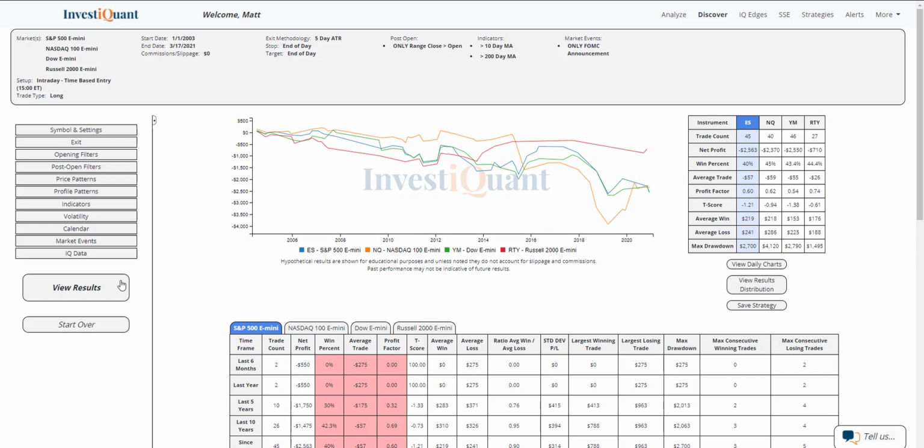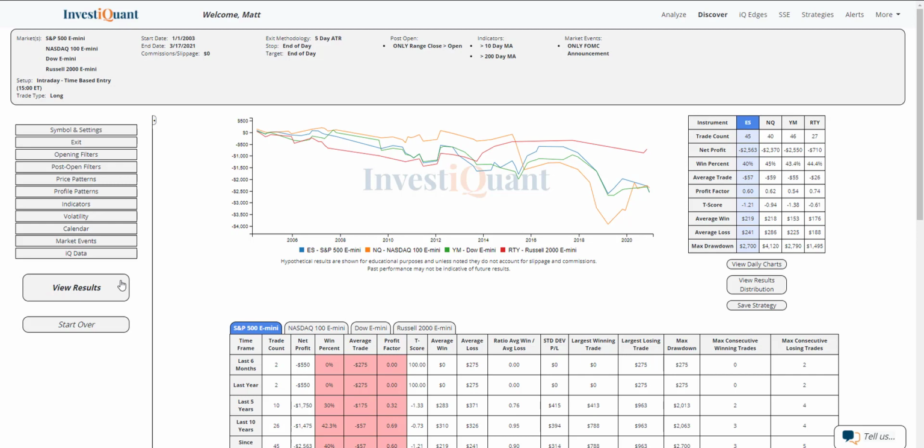If we look at the average win and average loss, they're fairly similar in size for the S&P. Looks like the average loss is just a touch bigger in the NASDAQ. The average loss is bigger in the Dow. And the average win and average loss are pretty similar in size for the Russell.